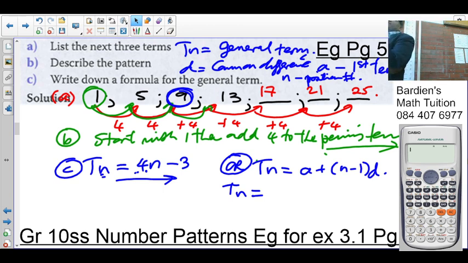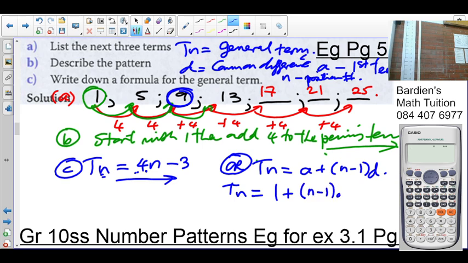So Tn is what, people? General term. A is your first term. D, common difference. And n, your position number in the sequence. So what is my first term in the sequence? 1. So I say 1 plus n minus 1 times, and what's your d? What am I adding all the time? 4. So if I was subtracting 4 all the time, I would have written here negative 4. Can you see that? Yes.